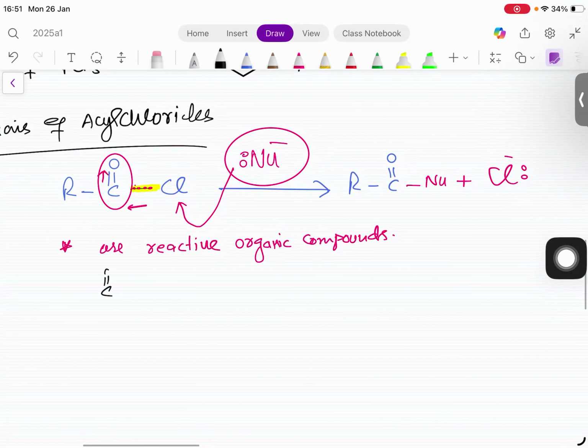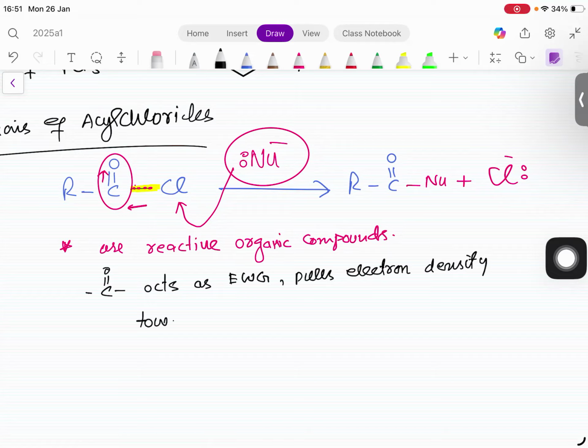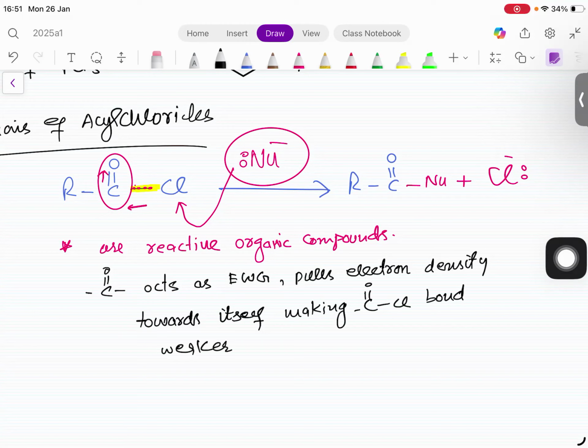Why? Because C double bond O acts as an electron withdrawing group, pulls electron density towards itself, making the C-Cl bond weaker. Hence more reactive.